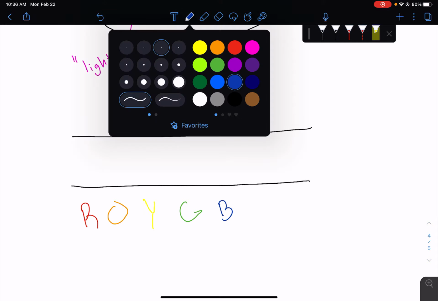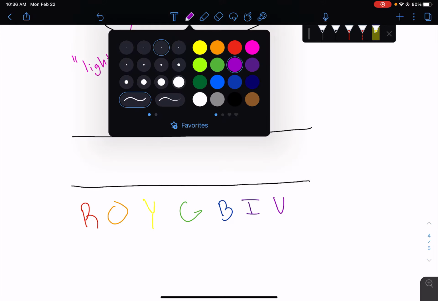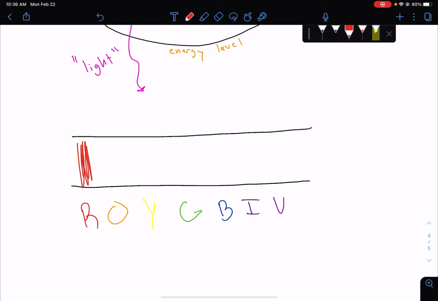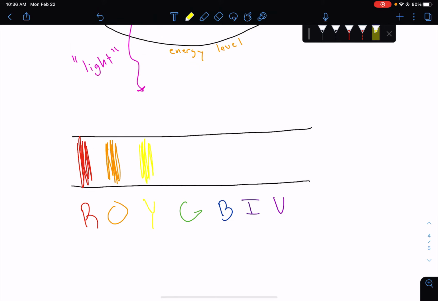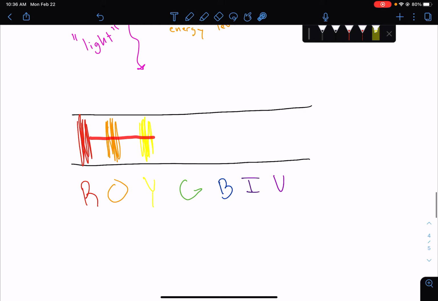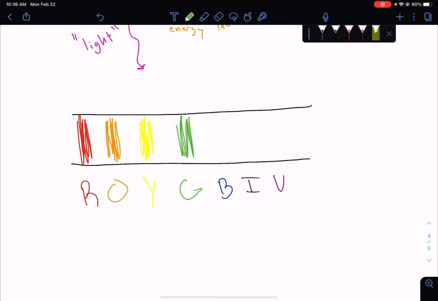Blue, indigo, and violet. Roy G. Biv. The colors are not distinct; there's a gradient here, right? The colors blend as we go in this direction, or even that direction, but I'm just showing you what we humans can see.